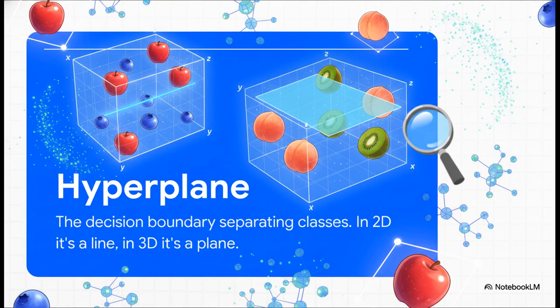So that dividing line, it's got a fancy name, of course. It's called a hyperplane. Now, don't let the name scare you. In our 2D graph with size and color, it's literally just a line. If we added another feature, like, say, texture, we'd be in 3D, and the hyperplane would be a flat plane slicing through the space. It's just the name for the boundary, no matter how complex things get.